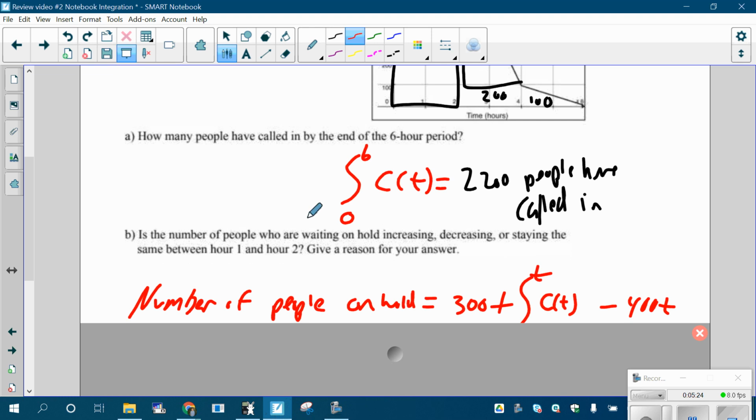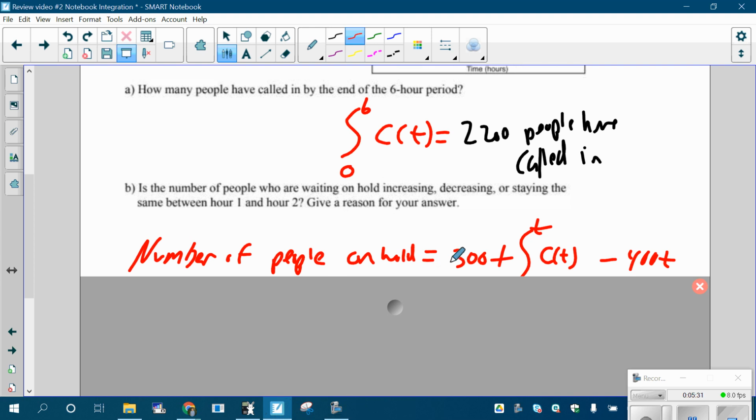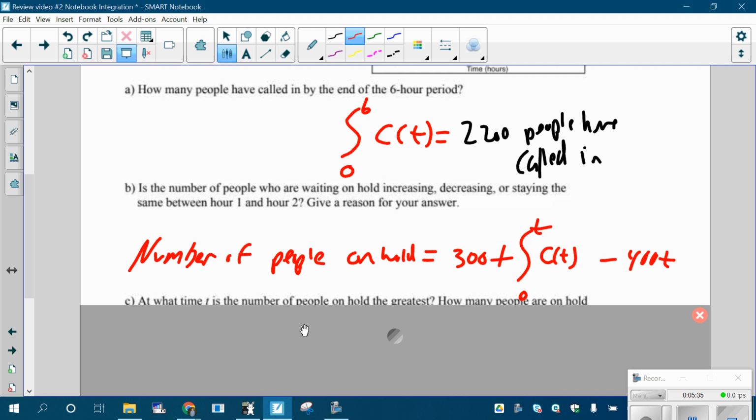So if I want to know whether the number of people is increasing or decreasing, I'm going to write a number of people on hold function, okay? This is kind of the core idea for this problem. This is the whole flow in, flow out thing, okay?